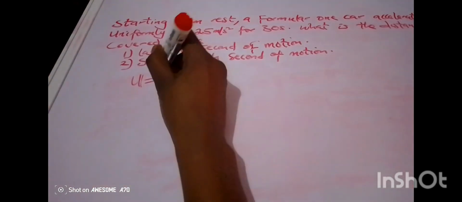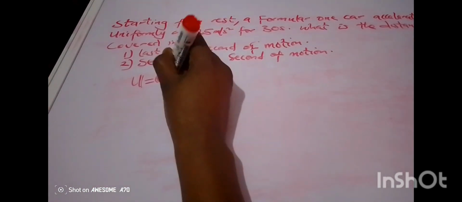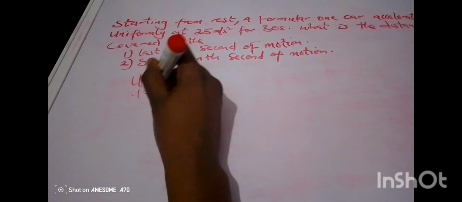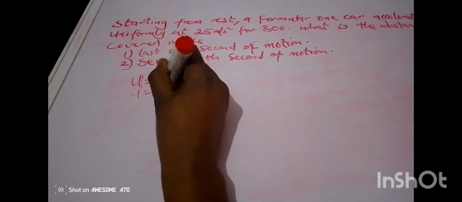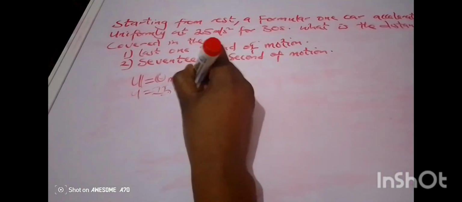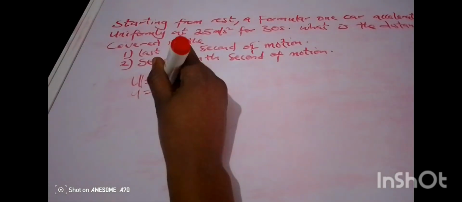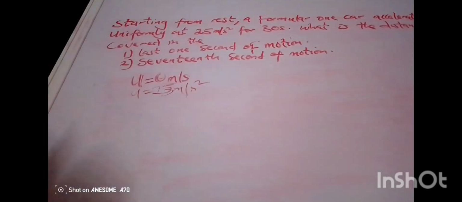Remember, our u is still 0 meters per second, and our acceleration a is still 25 meters per second squared. Our acceleration is still 25.